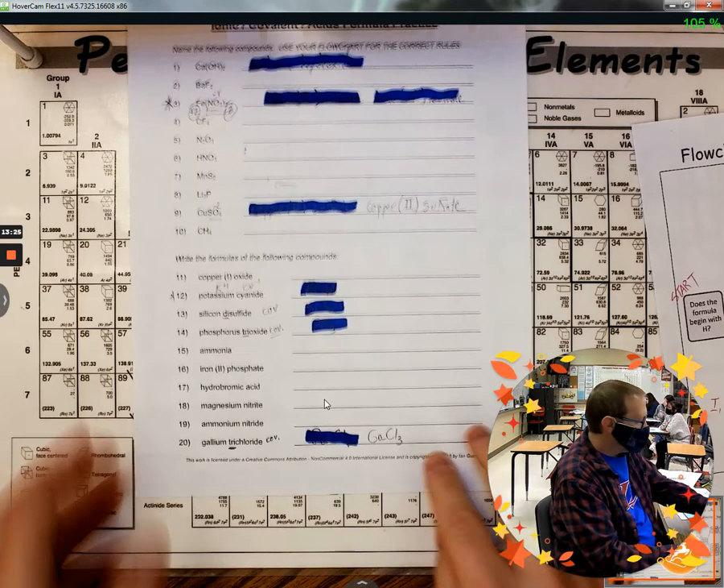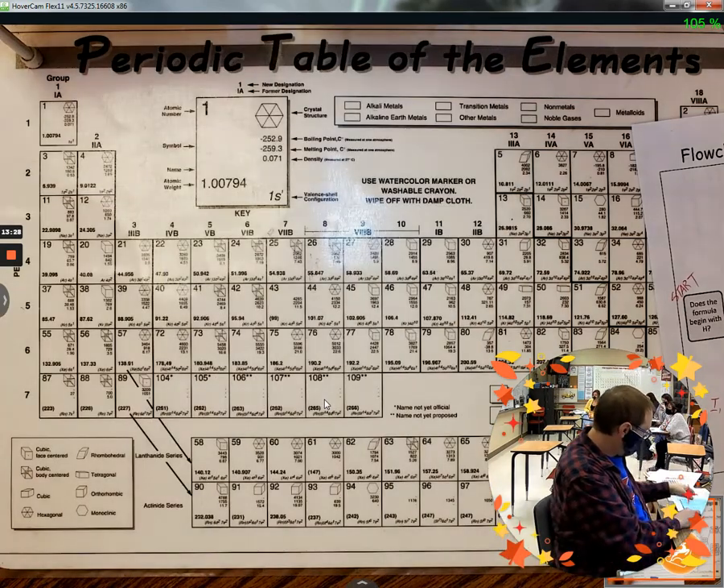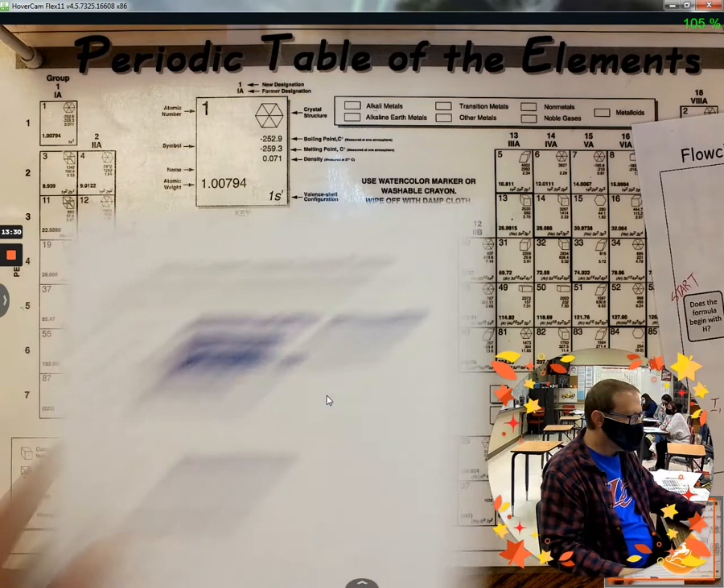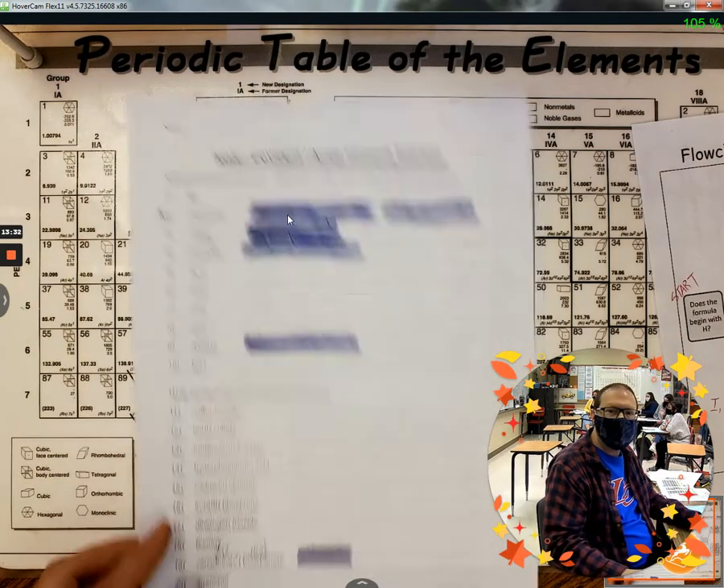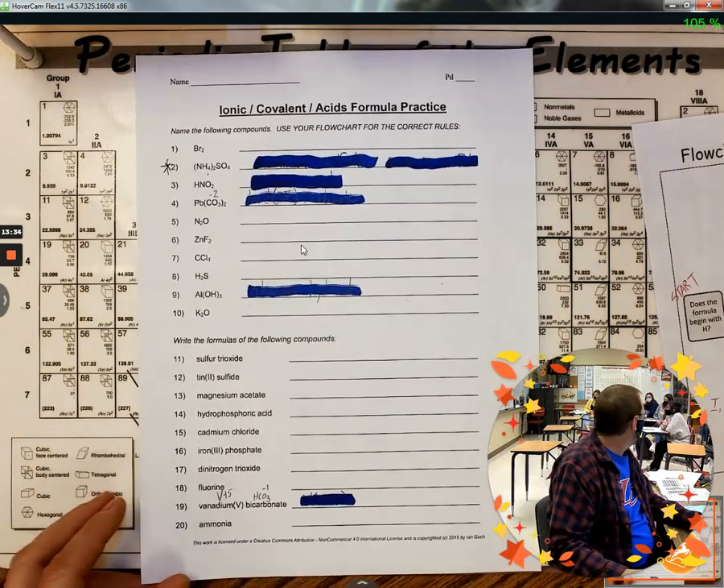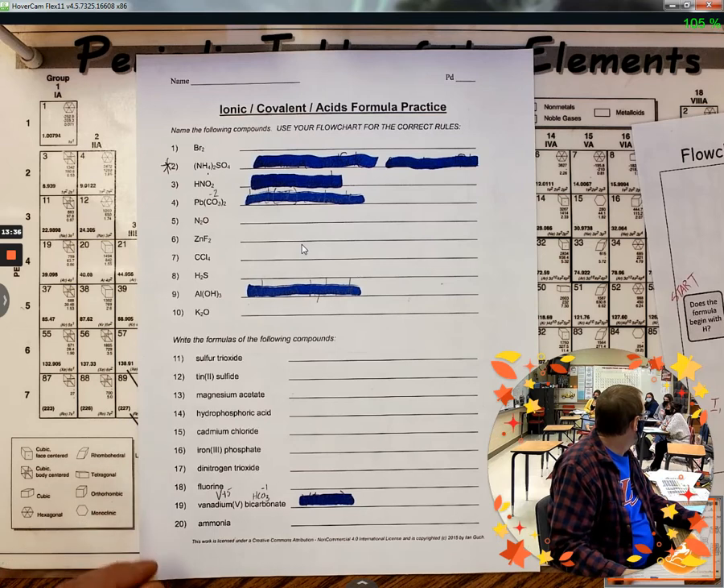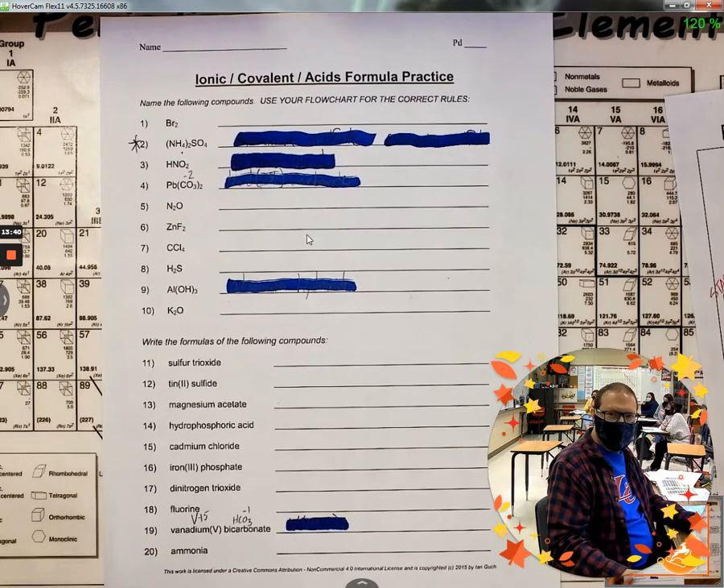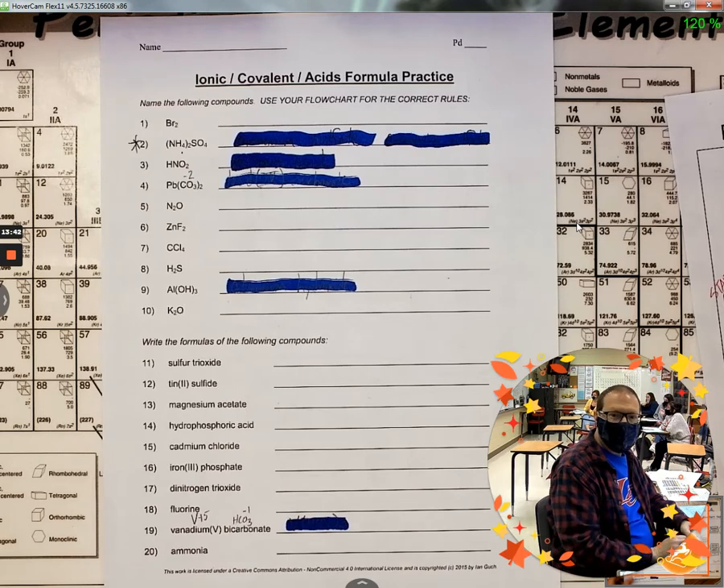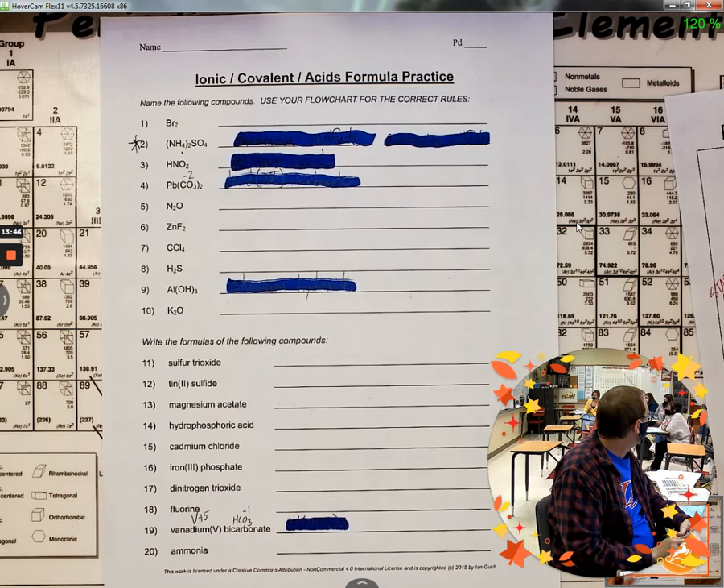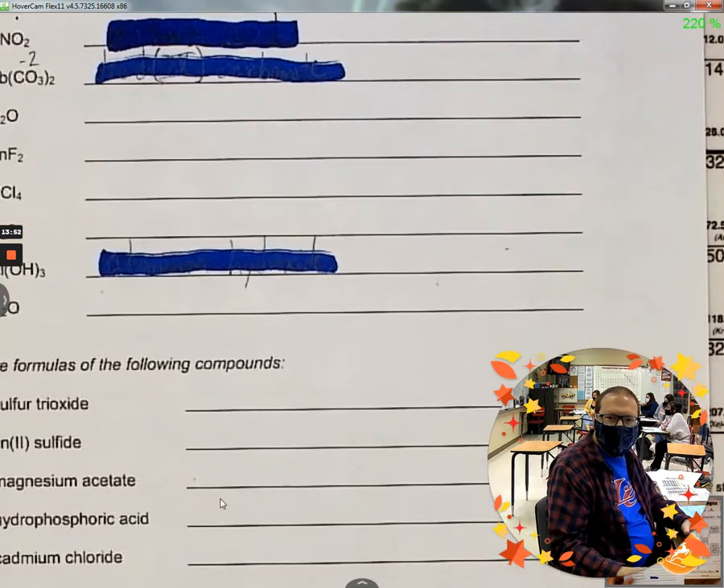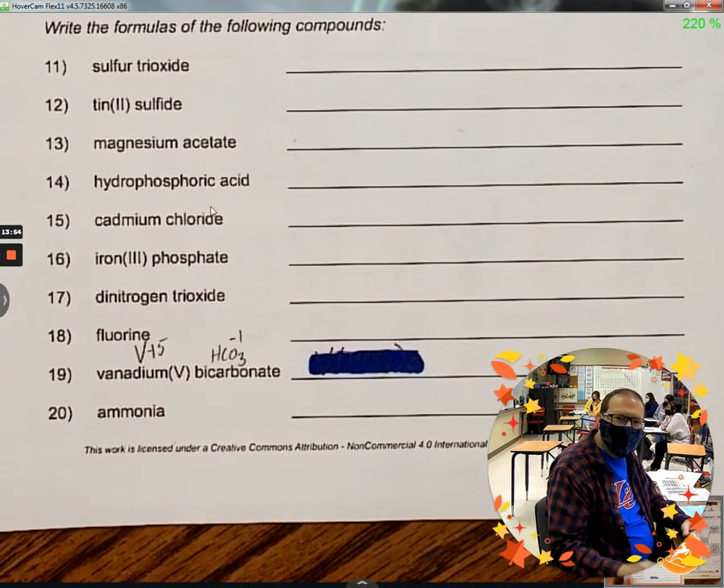Okay, so that brings us to our last page. Everybody else, whoever's got BR2 up at the top, who all is that going to be? Reed by himself? Okay, Reed by himself. Pick me out a thing. No pressure. 14. Hydrophosphoric acid. I like it.